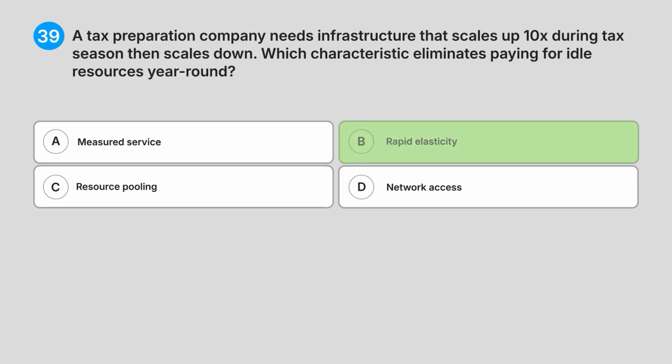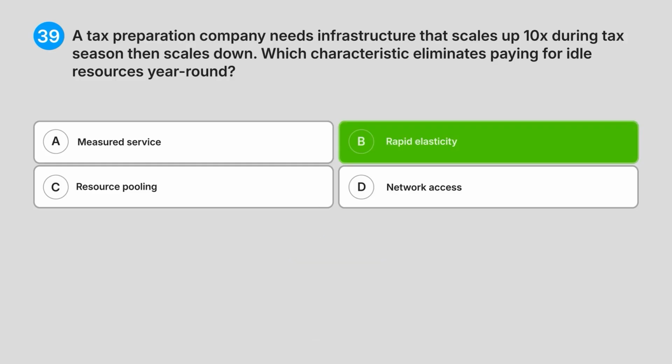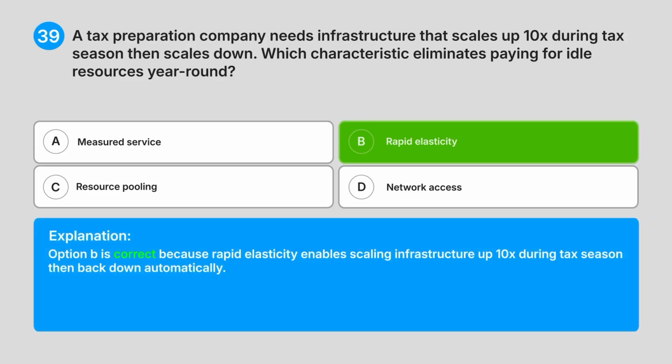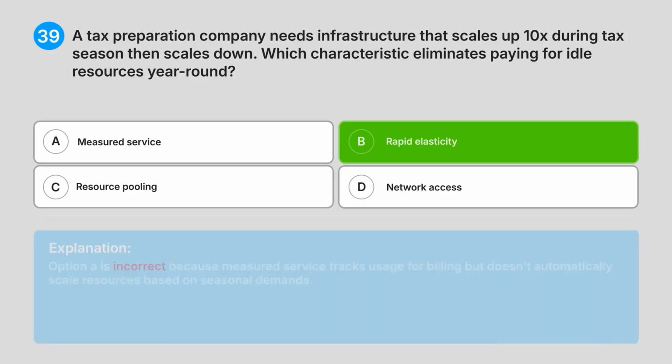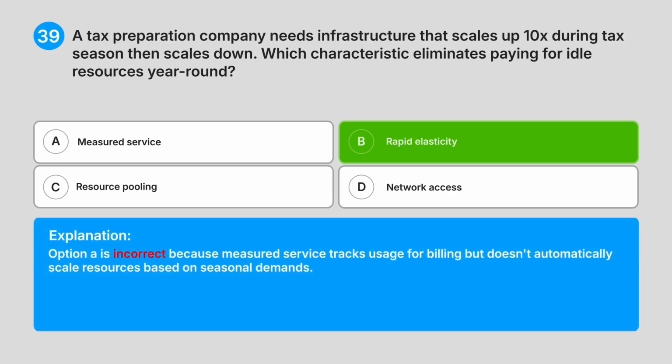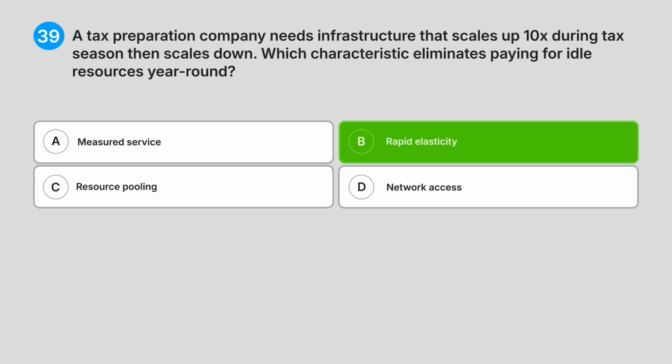Correct answer, B. Rapid elasticity. Explanation: option B is correct because rapid elasticity enables scaling infrastructure up 10x during tax season, then back down automatically. Option A is incorrect because measured service tracks usage for billing, but doesn't automatically scale resources based on seasonal demands.